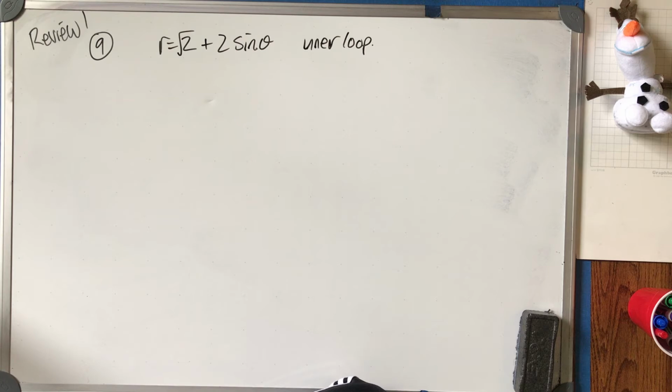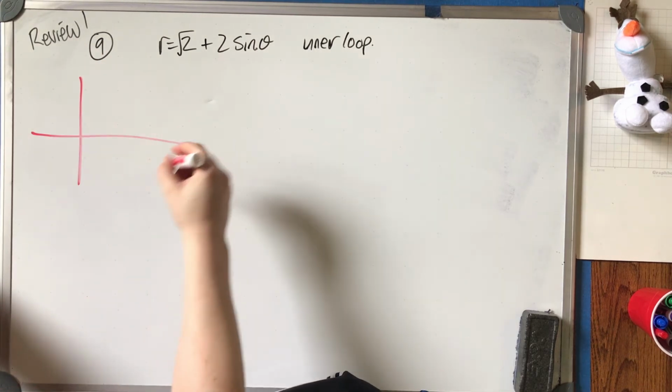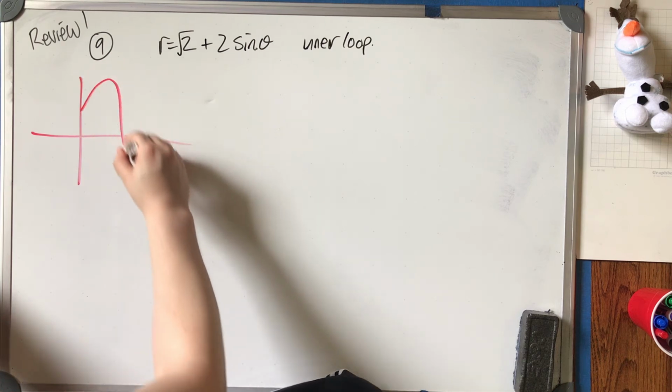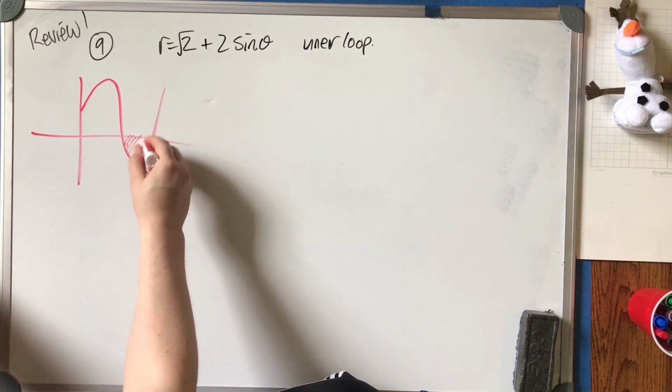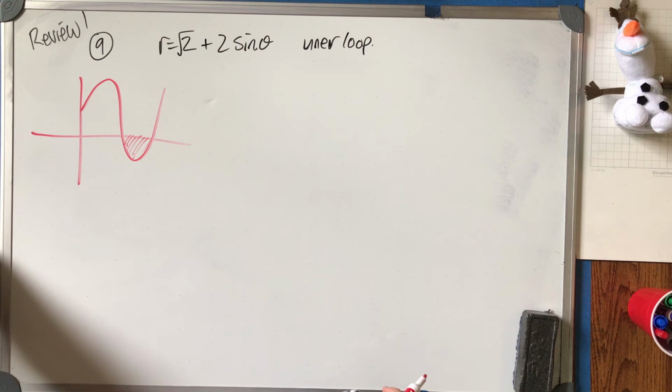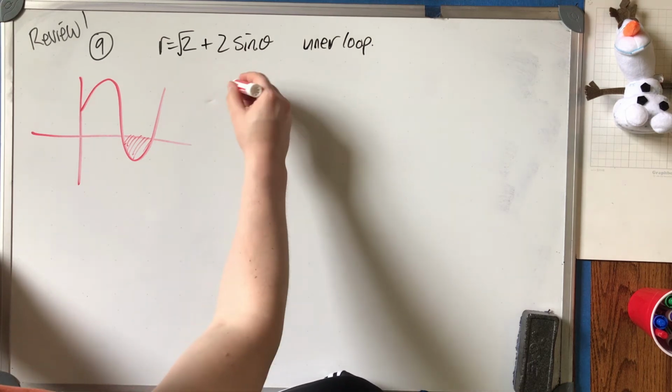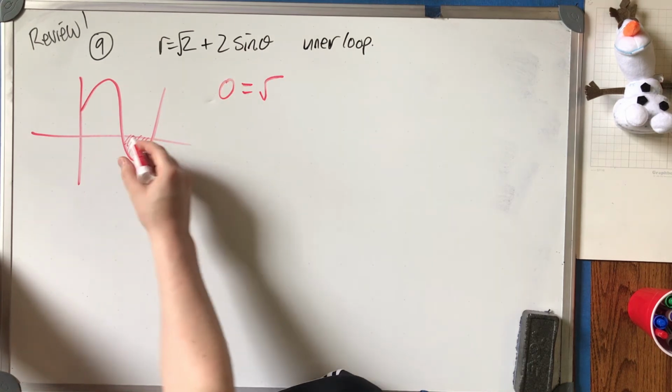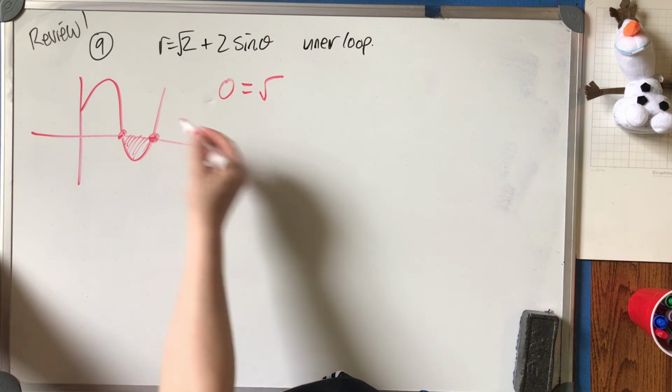All right, for 9, we're trying to find values of theta between 0 and 2 pi that form the inner loop of the graph r equals square root of 2 plus 2 sine theta. So I know that the inner loop is formed when it goes negative right here, so basically when we have negative r values. I'm just going to set r equal to 0 to figure out where this point is, and this point is right there.